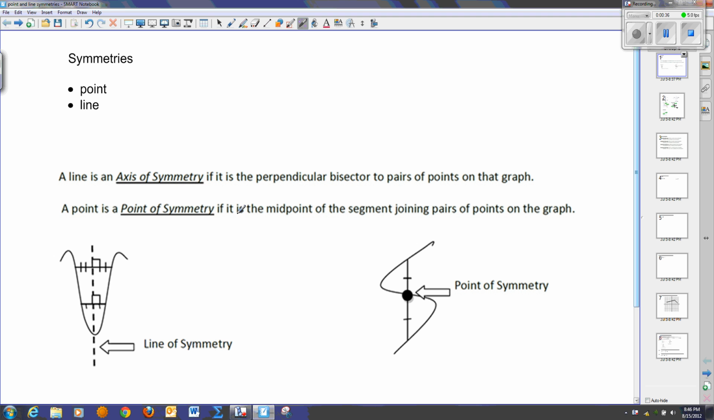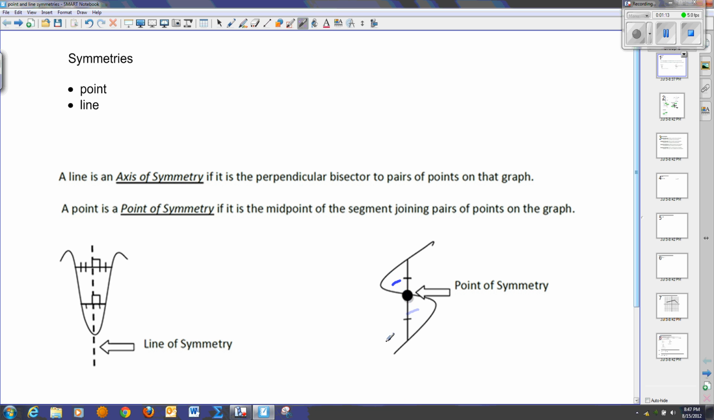Okay? If I'm talking about a point of symmetry, where this big point right here is the point of symmetry between 2 points on this curve, then if I take a point right here and say that's my point of symmetry, then that point in the center is actually the midpoint of the segment connecting those 2 points.